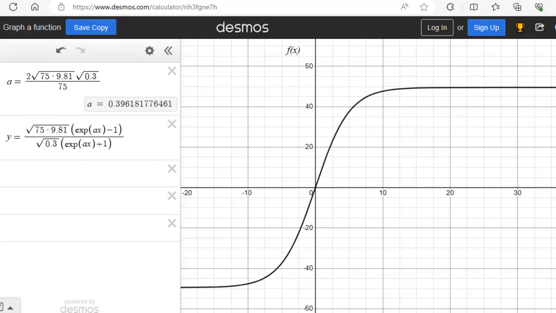So I've typed it out in 2 bits. I've put in that A just to simplify it, to make sure the function doesn't look too complicated. It's nice to write it out in 2 chunks. So defining what A is, that's part of that power on the exponential, and then typing in the rest of the function. And we can see this is the same as we had when we just worked out the terminal velocity.